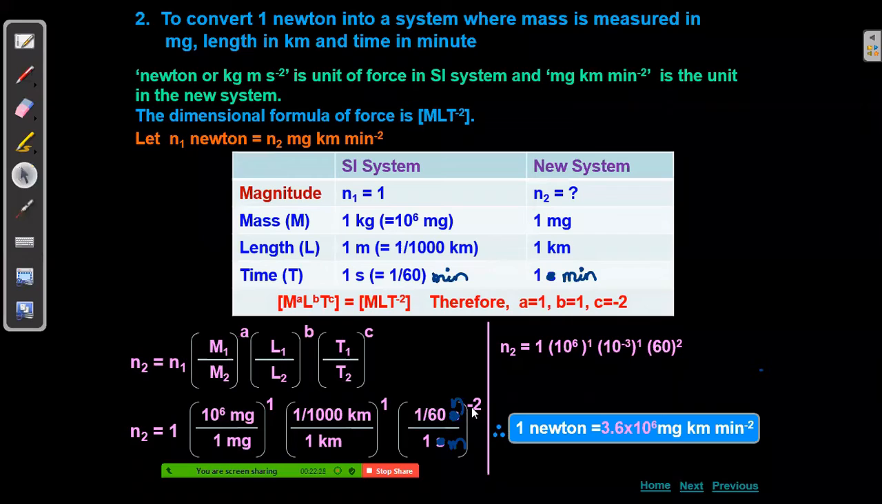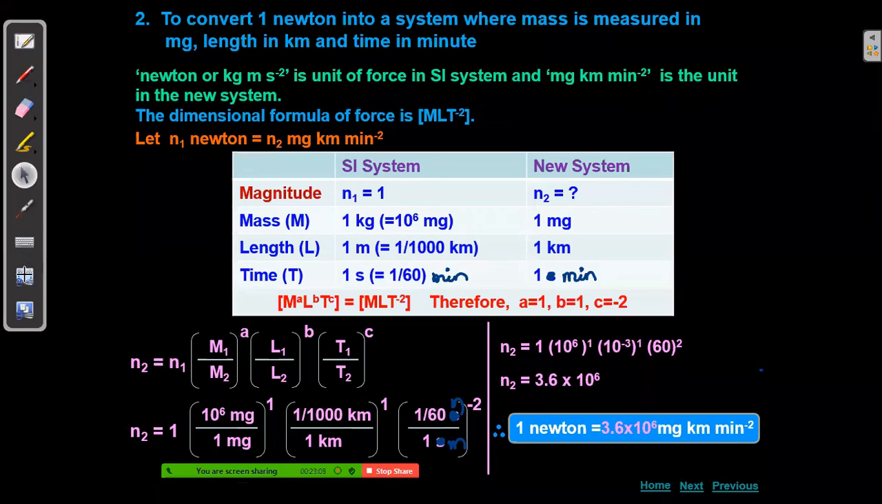1 by 60 to the power of minus 2. That means 60 to the power of 2 we will get. So 60 to the power of 2 means 60 into 60, and 10 to the power of minus 3 here will become 10 to the power of plus 3. So 60 into 60, 3600 into 10 to the power of 3, that can be written as 3.6 into 10 to the power of 6. So 1 Newton is equal to 3.6 into 10 to the power of 6 milligram kilometer minute to the power of minus 2. I will do it in the regular method also.